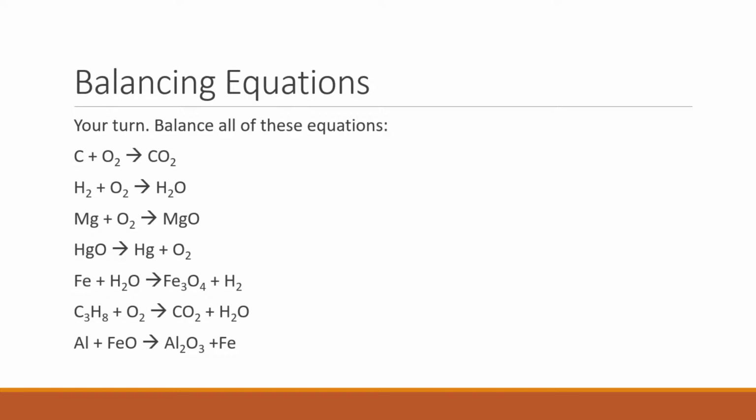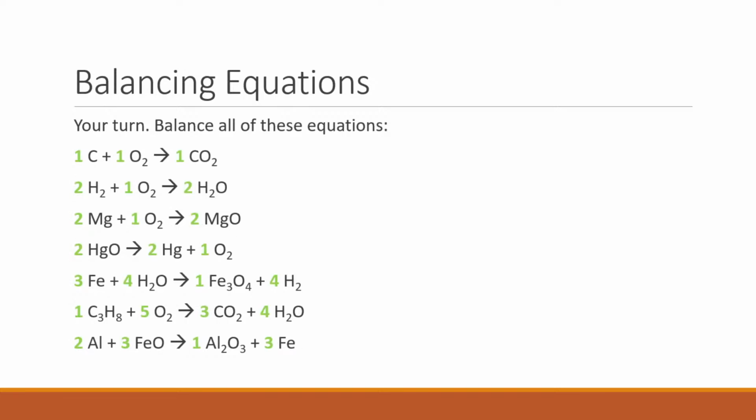When we look at the answers to these questions, we are going to get something that looks like this when everything is balanced out. Like I said, this first one started off balanced with 1, 1, 1. Just like in every other aspect of chemistry, you do not need to write a 1. Right? Ones are assumed. But none of the other ones started balanced.